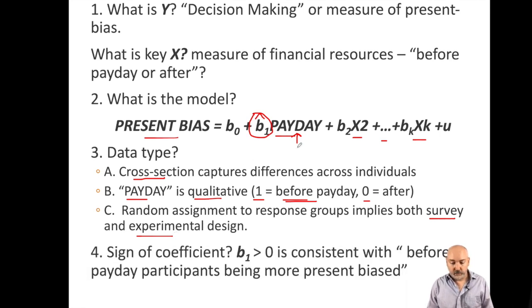And then we would think that when that variable goes up, meaning you are before payday, you become more present biased. So that would indicate the coefficient is positive. It's a positive correlation between the two.